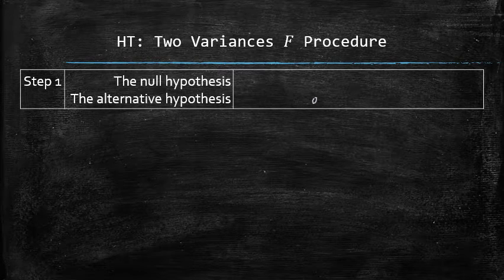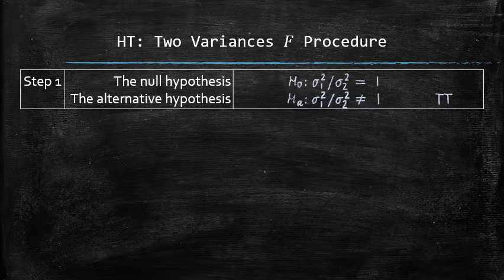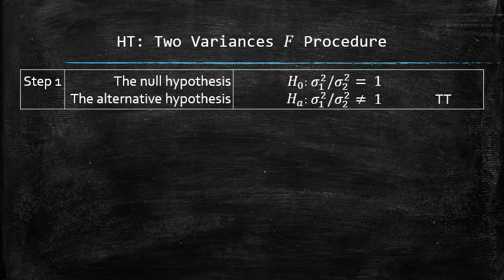Since our claim, sigma squared 1 divided by sigma squared 2 is not equal to 1, is in the form of an inequality, we are going to set it up as an alternative hypothesis. Therefore, the null hypothesis, which is always in the form of an equation, is set as sigma squared 1 divided by sigma squared 2 is equal to 1. So the test is two-tailed. Step 1 is complete.